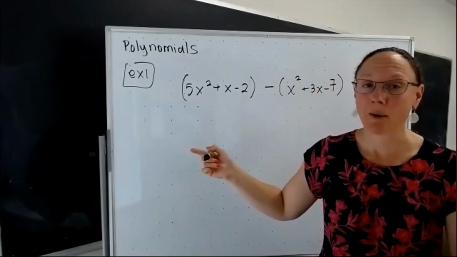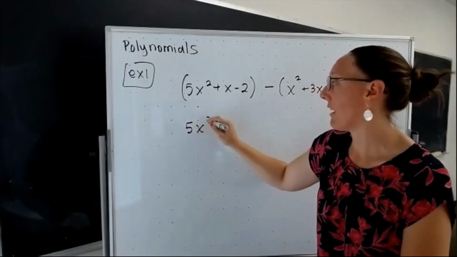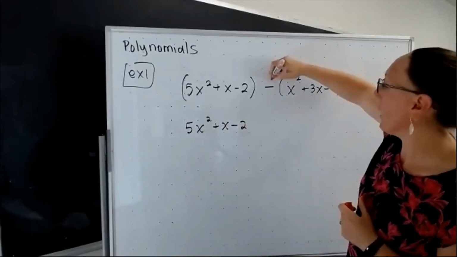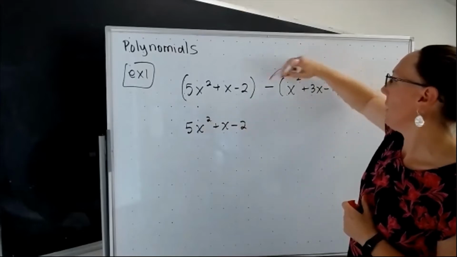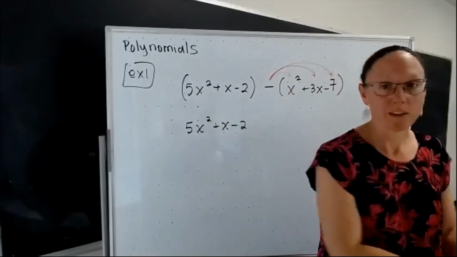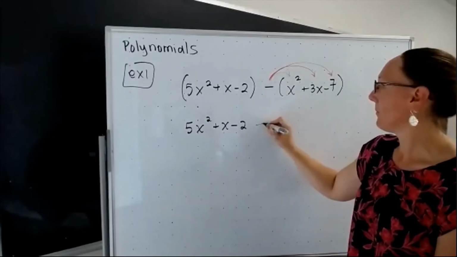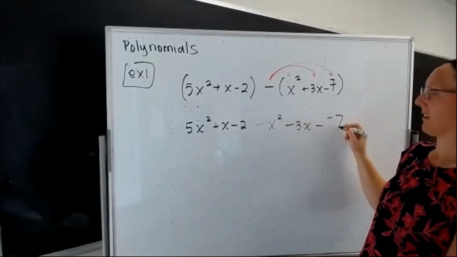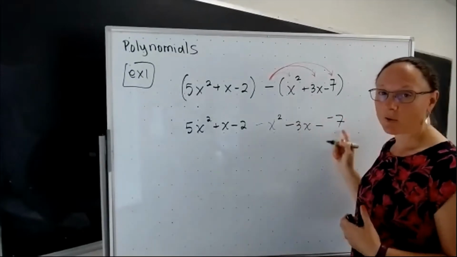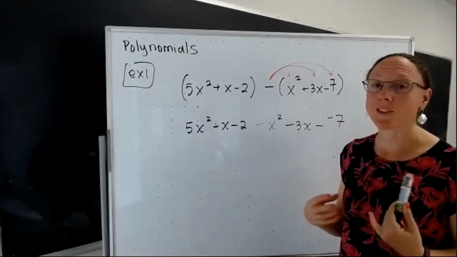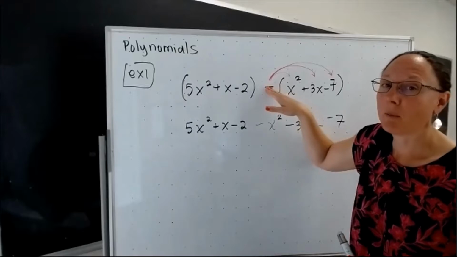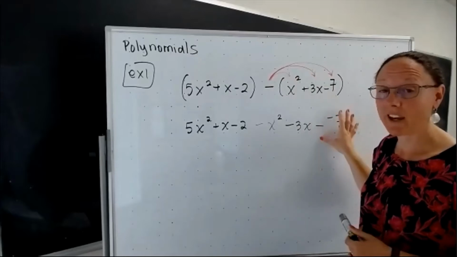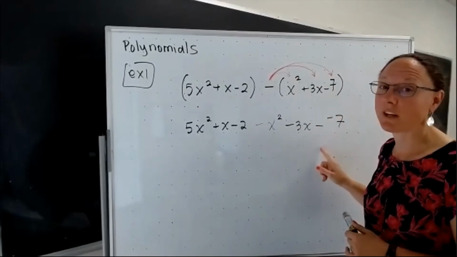This piece, nothing's happening to it. I'm just going to copy it down. I've got 5x squared plus x minus 2. And then I'm going to distribute in this operator of subtraction. I'm going to subtract that x squared. I'm going to subtract the 3x, and I'm going to subtract the negative 7. Now, it's your choice how you deal with that subtracting negative 7. A lot of times, the quickest thing to do is say that when I have a minus and another minus, we're going to turn that into a plus. It's okay to write this out. It's also totally fine to go straight to a plus 7.